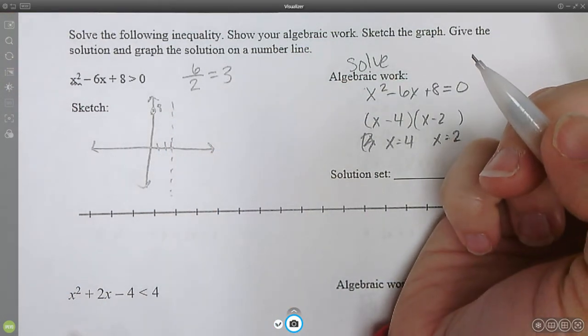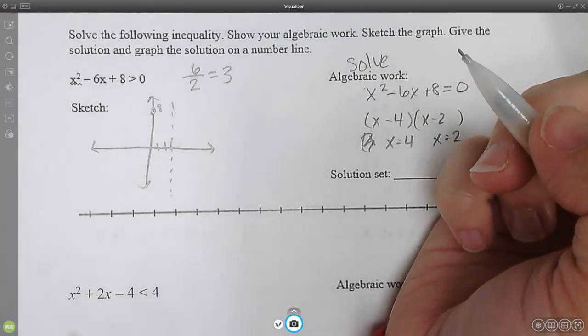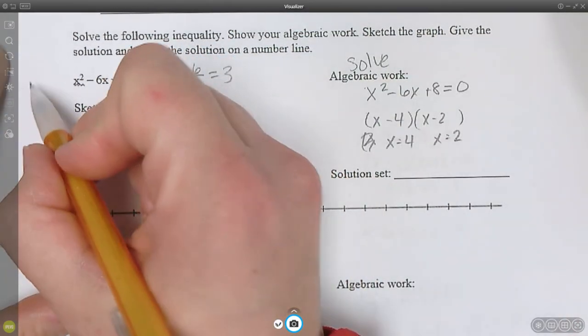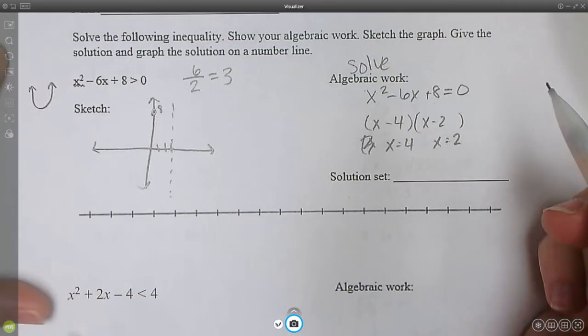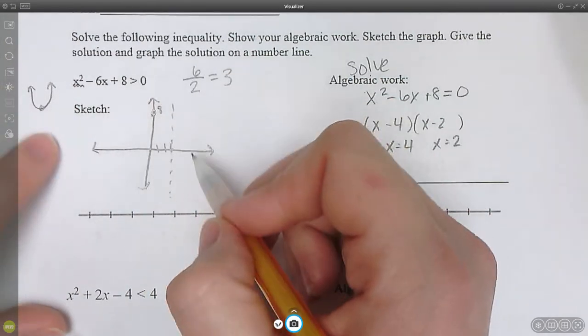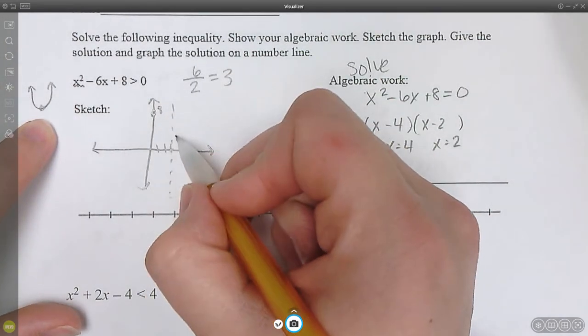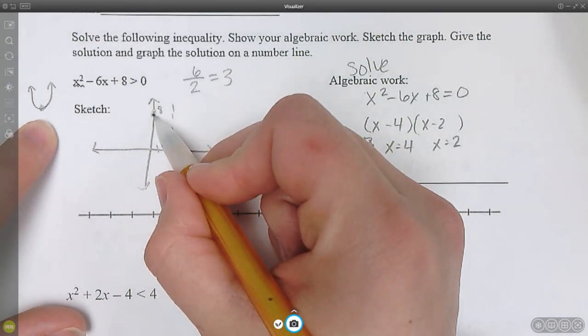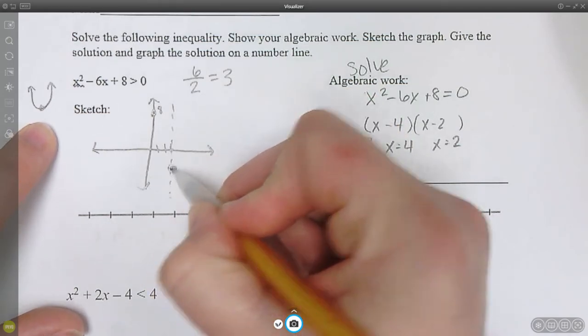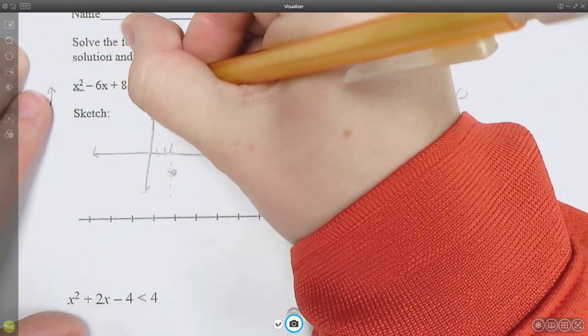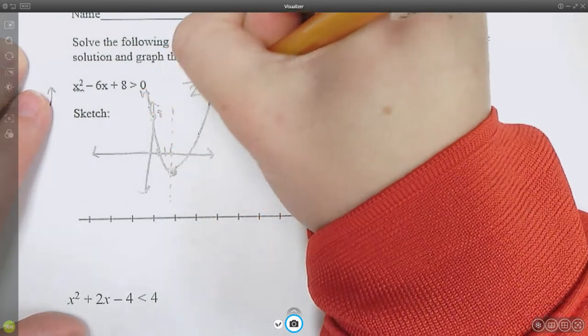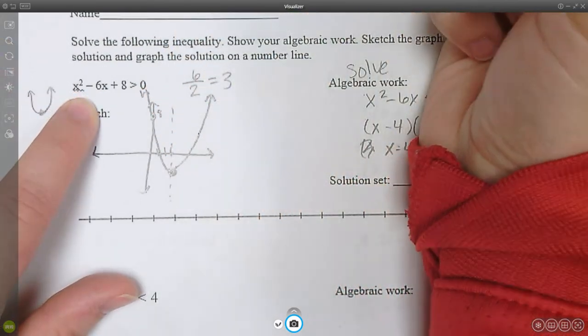So line of symmetry is at 3, and then you need to tell me if it has a max or a min. Since this is positive, this graph will look like this, which means it has a minimum. So your minimum just has to be below your y-intercept. So I'm just going to make it down here. Make sure it is a parabola since it's a quadratic.